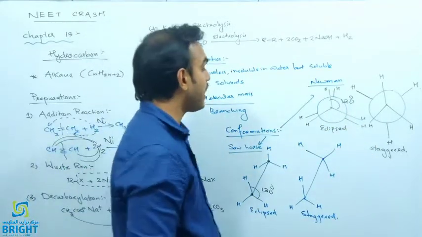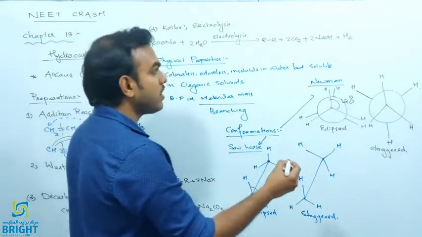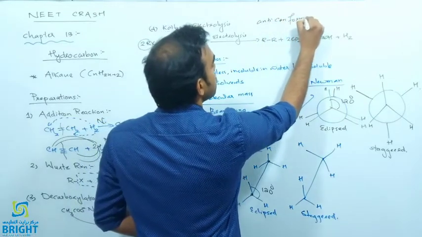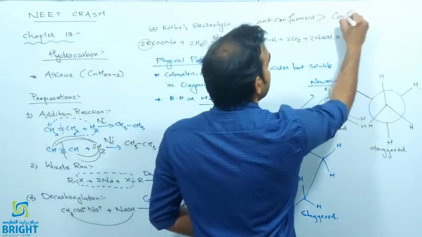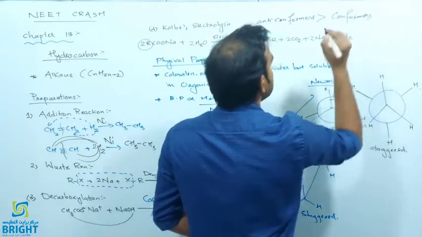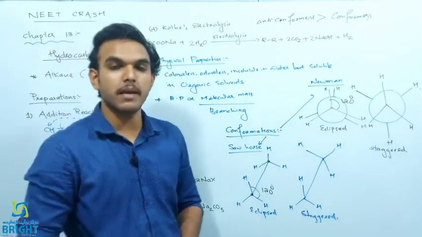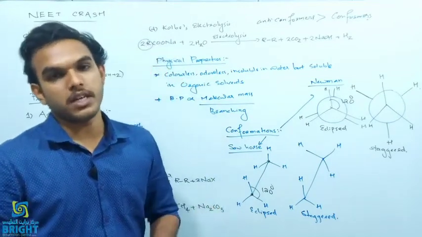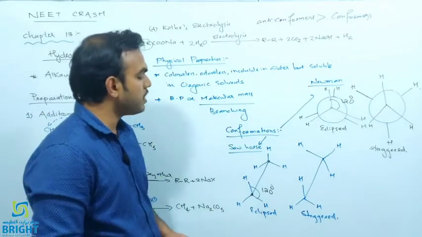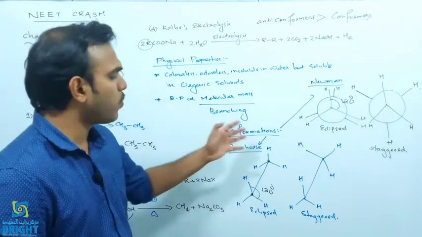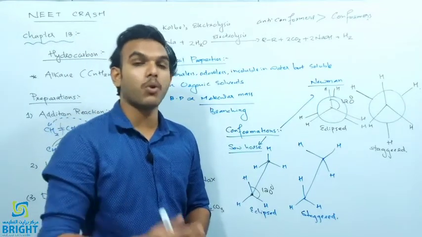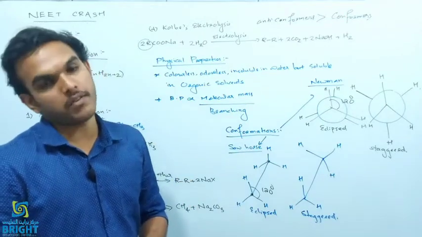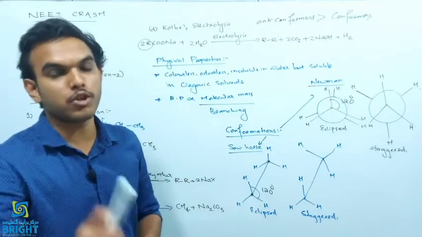Or we can also say that anti-conformers, I am writing here, anti-conformers are more stable than conformers. That's why I'm saying that the staggered condition is more stable than the eclipsed condition. Also, what is another name of conformers? Conformers are also known as rotamers. So you have to keep in mind anti-conformers are more stable than conformers. So you will be able to do the problems related to conformers also.